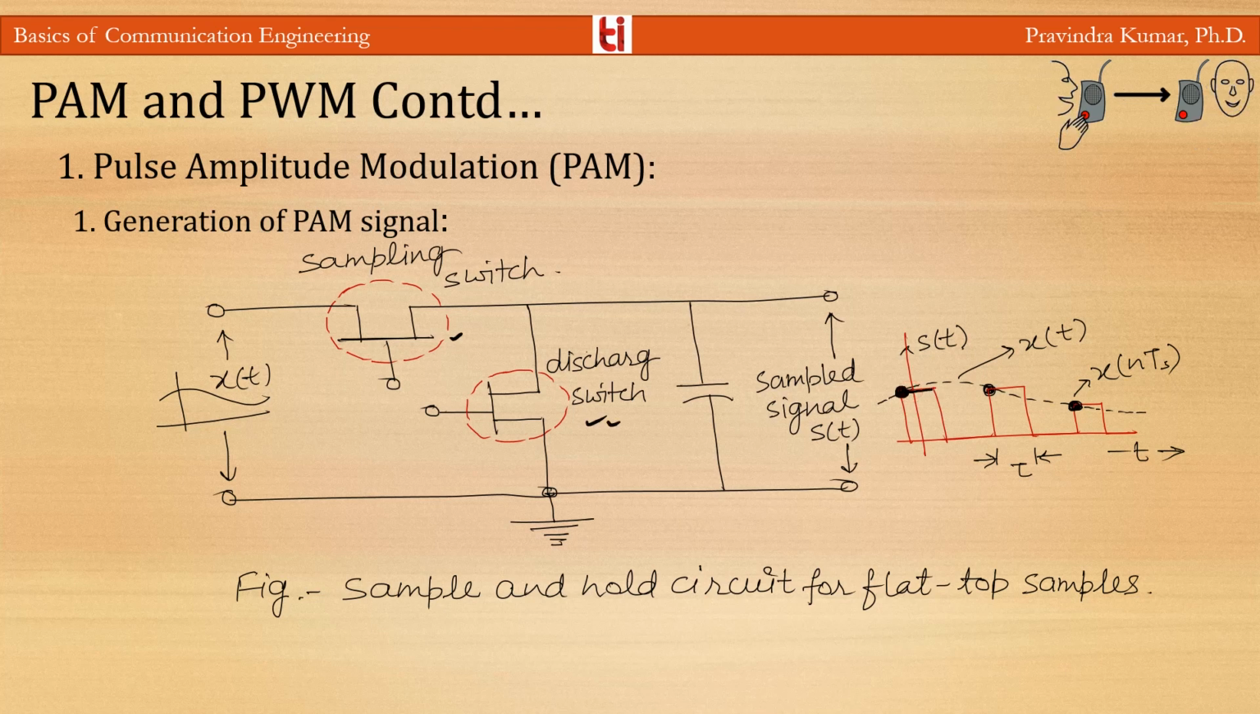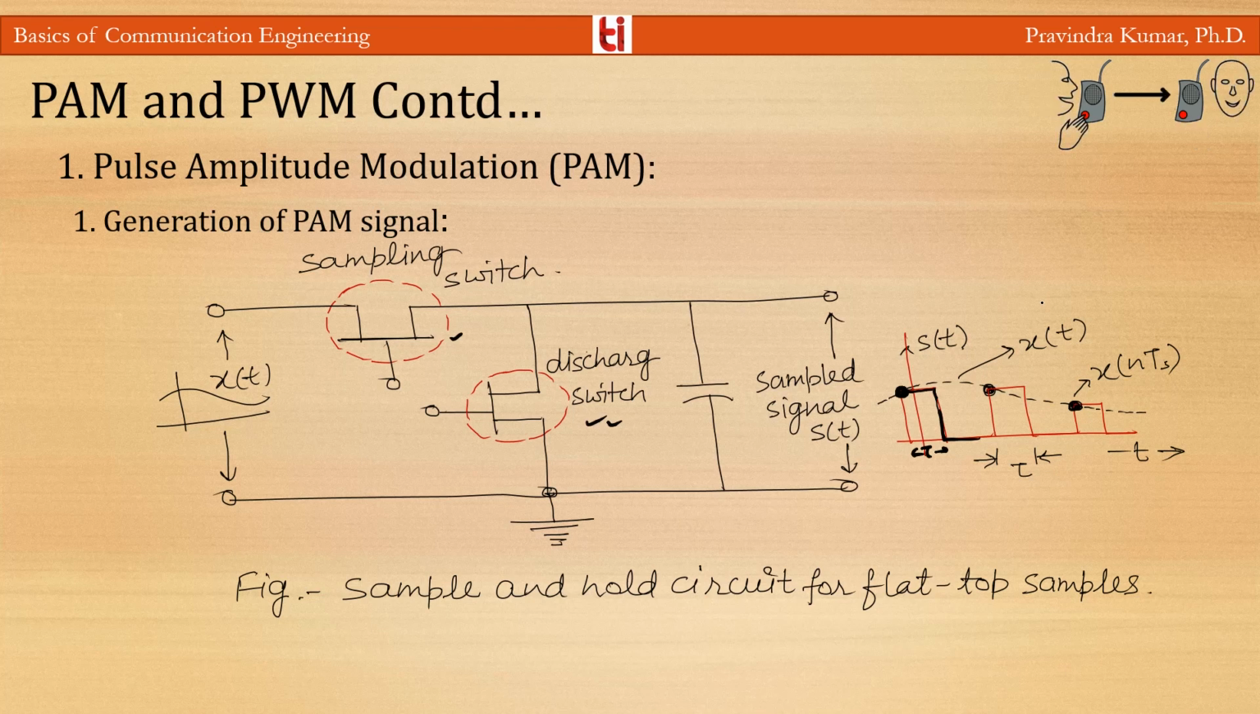And when the discharging switch is on, the amplitude of the pulse train will be 0, so we will get a constant amplitude for the pulse duration tau. So we will get flat top samples, and we have already discussed the sample and hold circuit and the flat top PAM signal in the previous lecture.